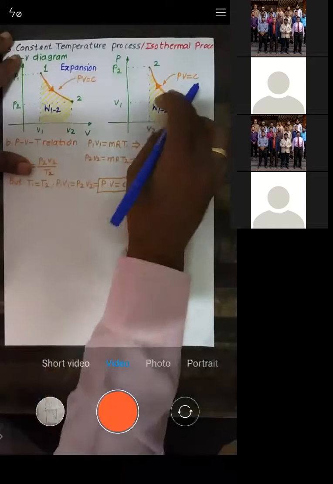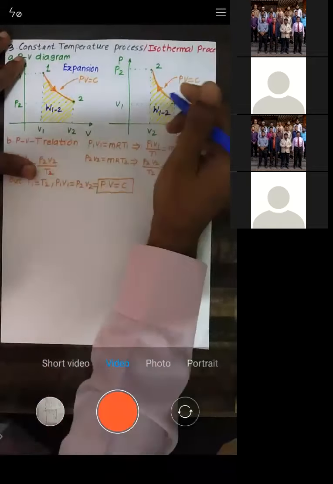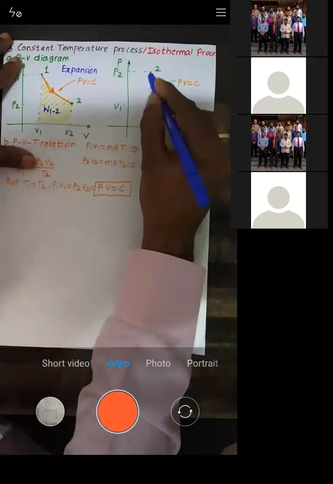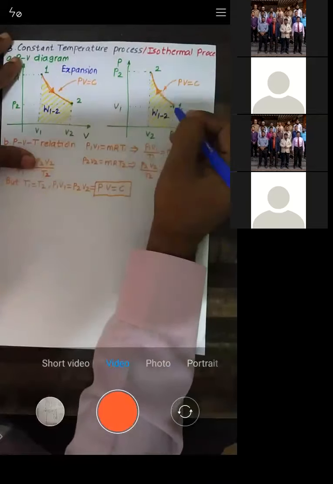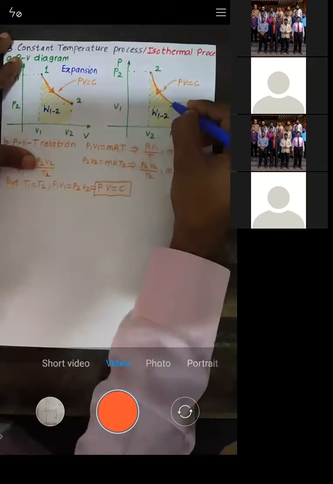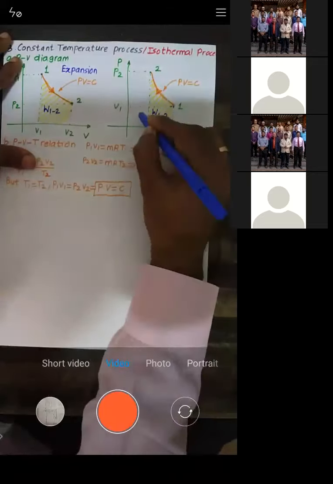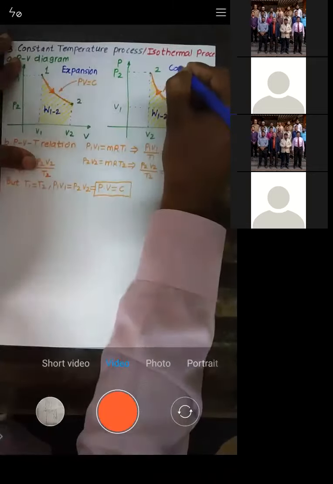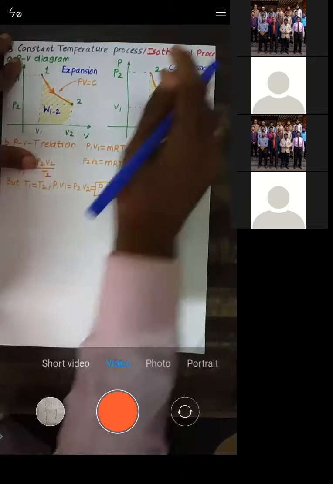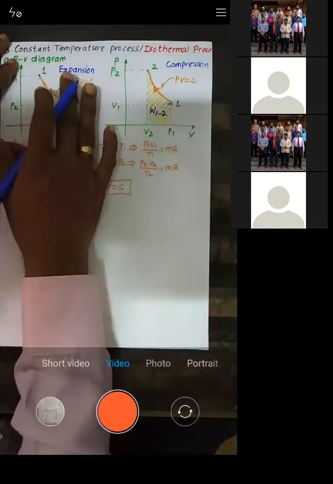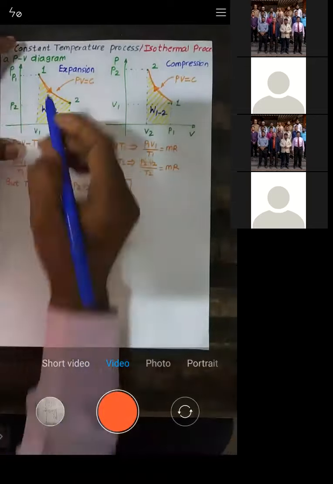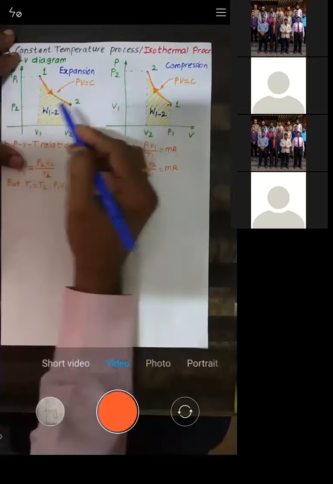Now if the reverse case happens, when you start moving from point number 2 to point number 1, the pressure will increase, but volume will decrease. When pressure increases and volume decreases, such a process is called compression. So both are exactly reverse processes. One is expansion and the second is compression.